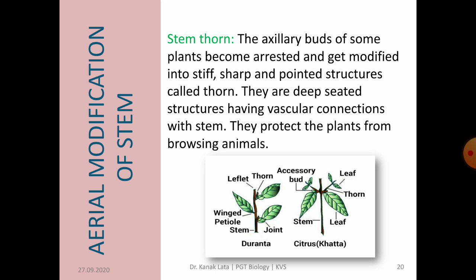Another aerial modification of stem is stem thorn. Thorns are stiff, sharp and pointed structures originated from the axillary buds. Thorns are deeply seated structure having vascular connection with the stem. It helps in protection of the plants from browsing animals. In the given figure, you may observe the thorn of Duranta and citrus.